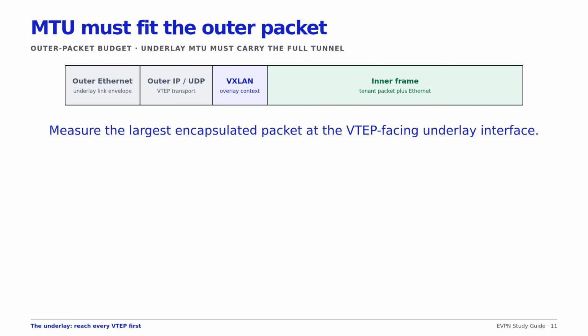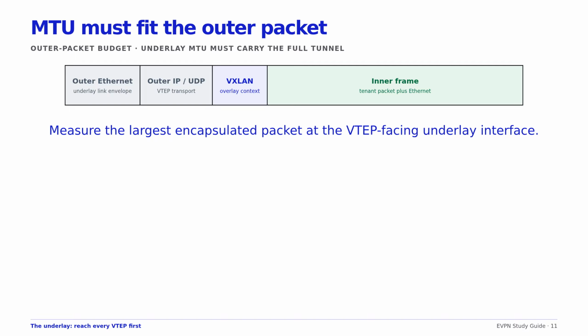With an IPv4 outer header, VXLAN commonly adds 50 bytes to the inner IP packet: 20 bytes of outer IP, 8 of UDP, 8 of VXLAN, and 14 of inner Ethernet. Carrying a 1500-byte inner IP packet therefore requires an underlay IPMTU of at least 1550 in this simple case.